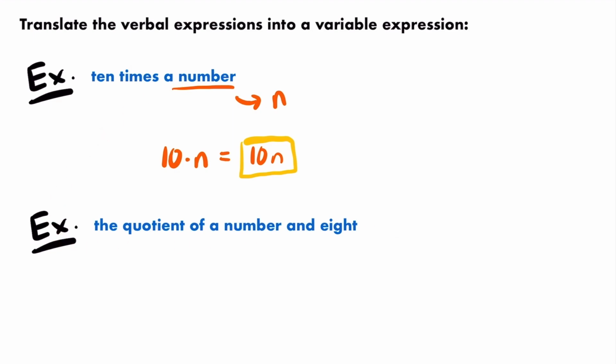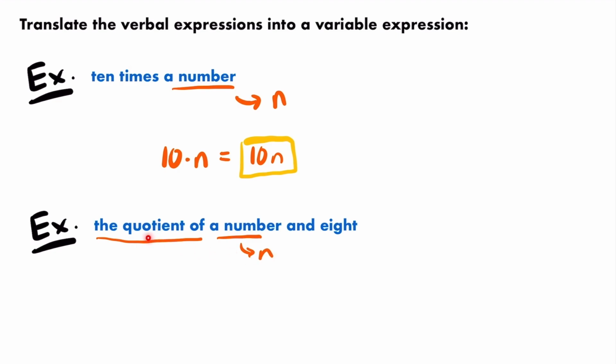Moving on to our next example, we have the quotient of a number and 8. Okay, so the quotient of refers to dividing a number by another number. In this case, our two numbers that we're working with are some unknown number and 8. All right, so once again, I'm going to let a number be represented by n.